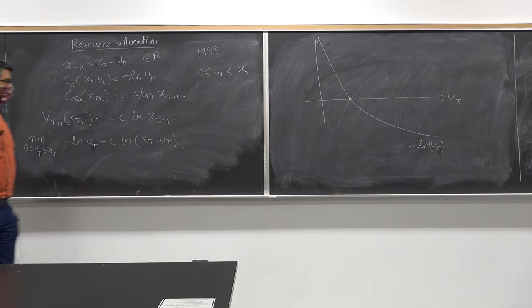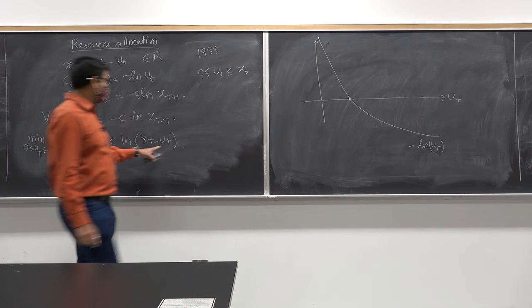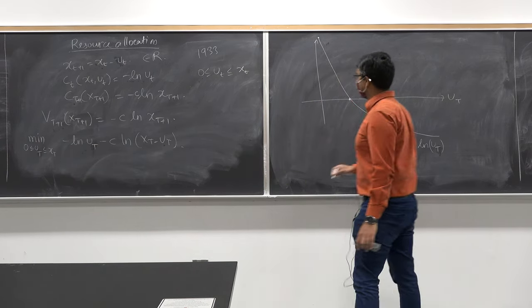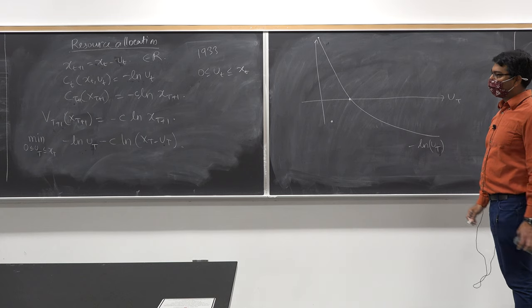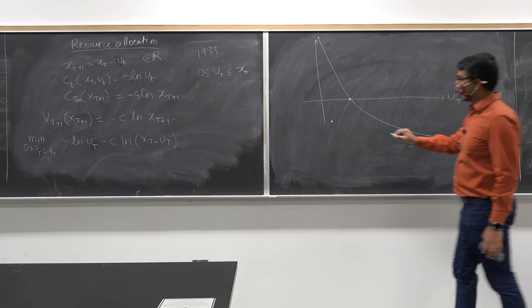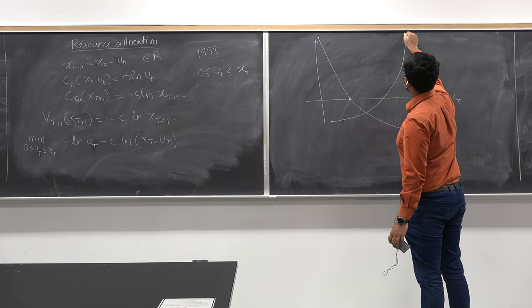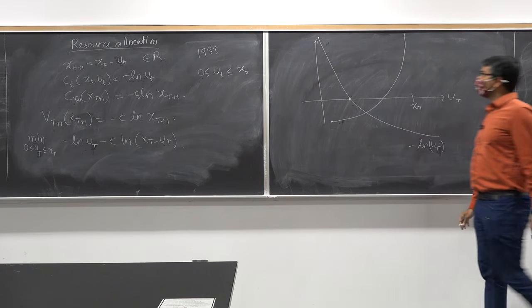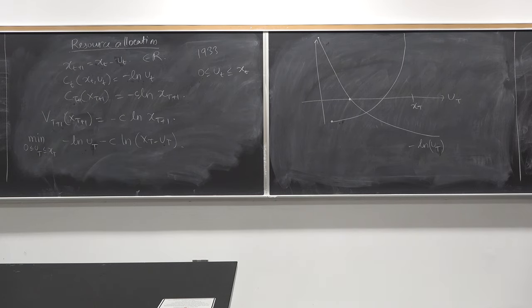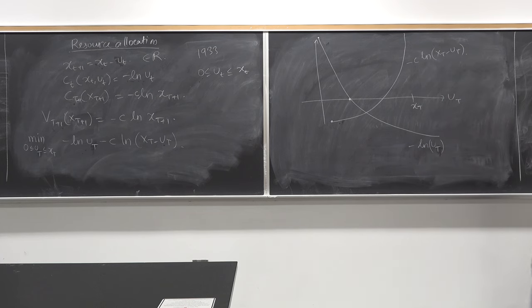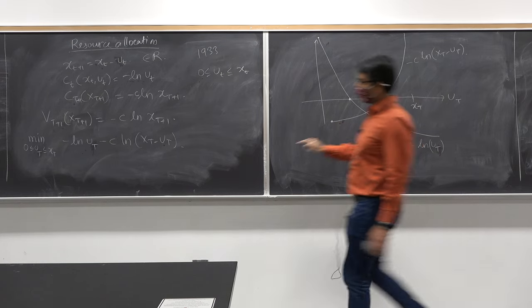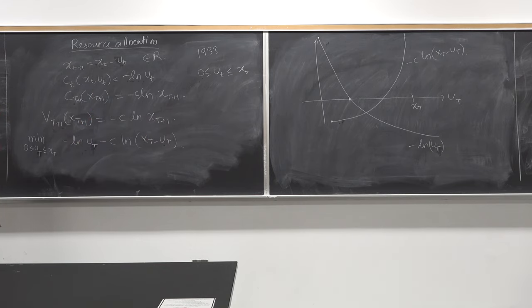What about this term? Minus C log of XT minus UT. So this one, when UT equals 0, minus C log XT is some negative value. And when UT equals XT, then it actually goes to infinity. So this one looks something like this. And this is your XT. Does this look like a convex function? This is minus C log XT minus UT. So this one is also convex. This is the sum of two convex functions, so therefore it's convex.